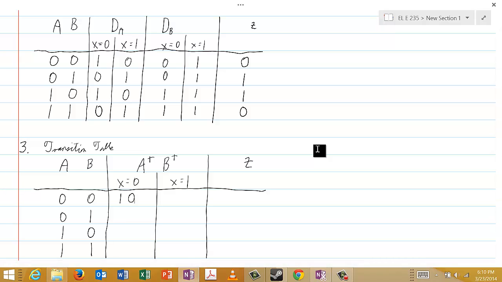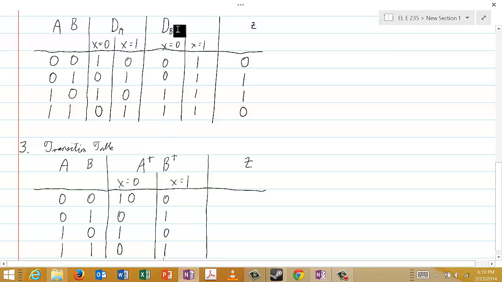Again, since this is a D flip-flop, everything is just very simple. If we want to know the next value of A, we just look at D sub A, and so the next value of A in the x equals 0 column will be this. So we have 1, 0, 1, 0. That's the next value of A when x is equal to 0. And when x is equal to 1, the next value of A will be 0, 1, 0, 1.